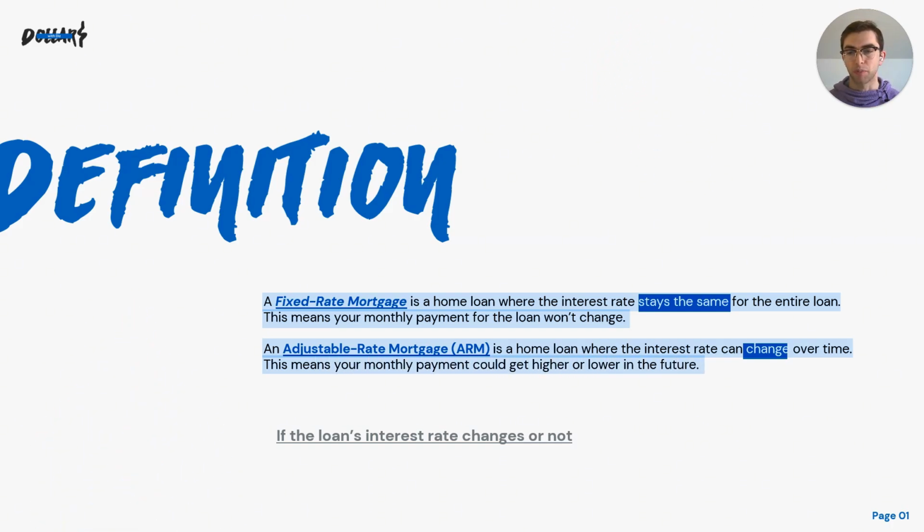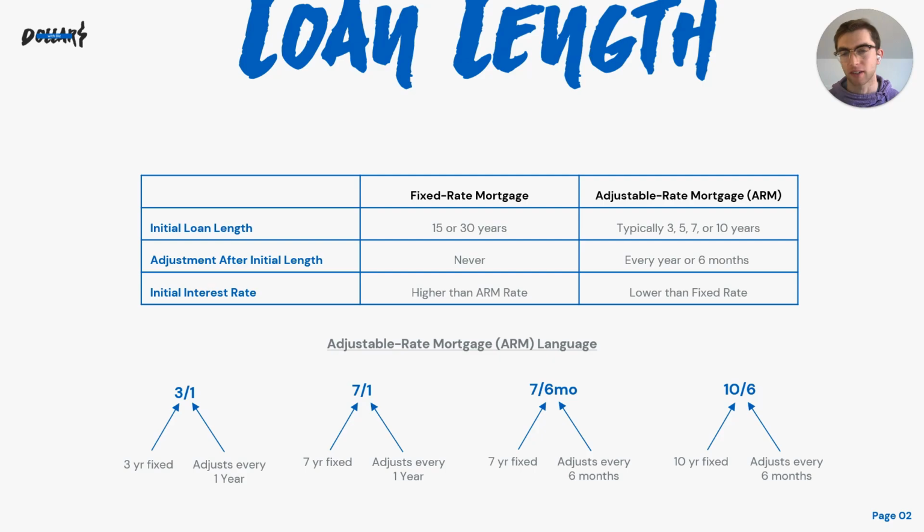So as the highlights kind of show you, the big difference between them is if the interest rate is changing or not. This table lays out a couple other differences between a fixed rate mortgage and an adjustable rate mortgage. The initial loan length for a fixed rate mortgage is either 15 or 30 years, whereas for an adjustable rate mortgage, it's typically 3, 5, 7, or 10 years. There is never an adjustment of that interest rate on a fixed rate mortgage. Again, it is a fixed rate for the whole life of the loan, but on an adjustable rate mortgage, it can either be adjusted every year after the initial term or every 6 months. Because of these time differences, the initial interest rate on a fixed rate mortgage is typically higher than it is on an adjustable rate mortgage.